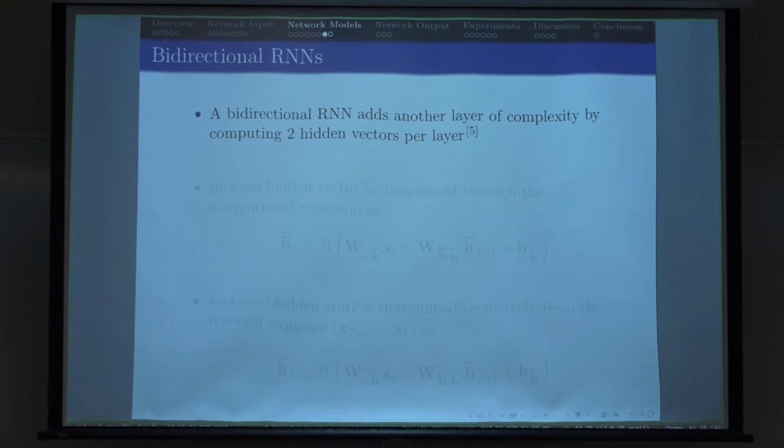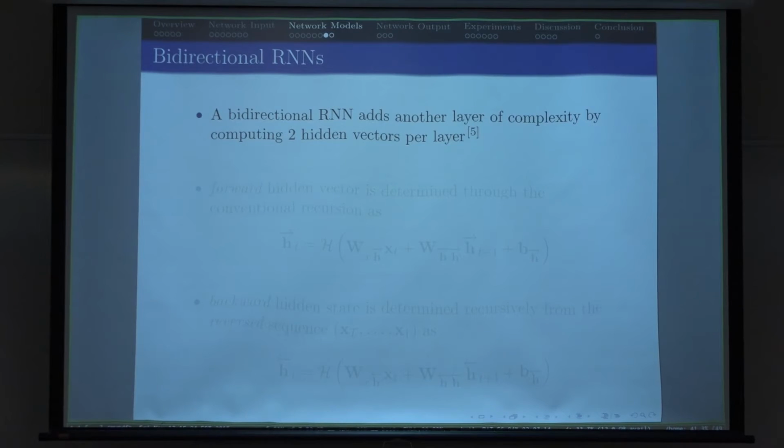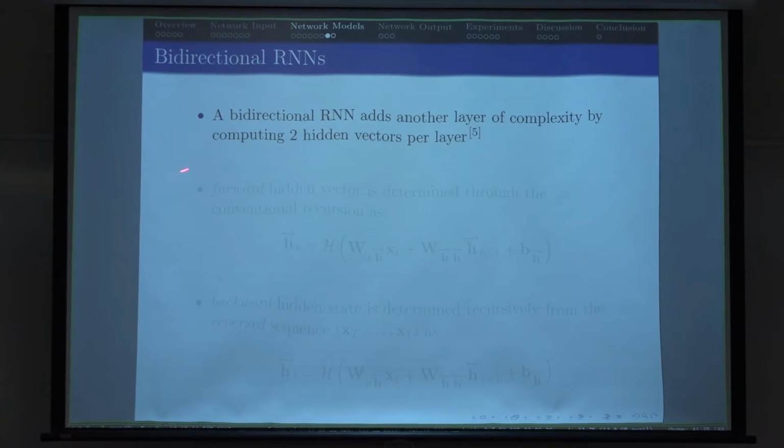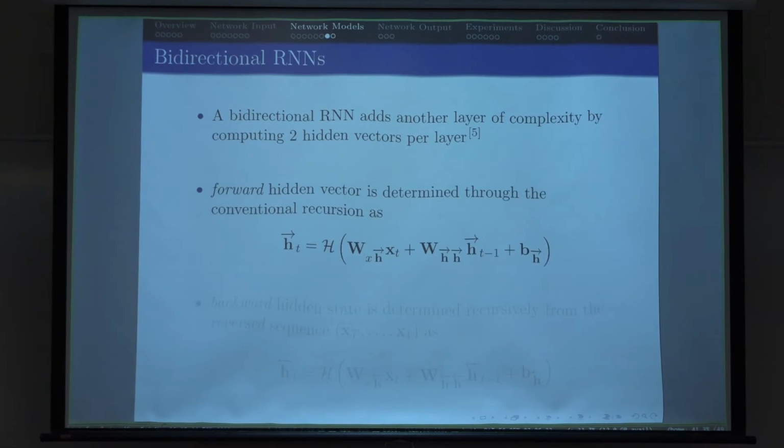So the other thing that they add to the architecture is bidirectionality. Essentially what you're doing now is instead of just one, you're computing 2 hidden vectors for each layer. The way they think of this is that you have some forward hidden vector, which is just a conventional recursion. If you just add a forward arrow on the previous vectors, that would be the same hidden vector. But then they have a second hidden vector that uses the reverse sequence. They call it the backward vector, and it is computed still through a recursive relation, but from x big T all the way down to x1.